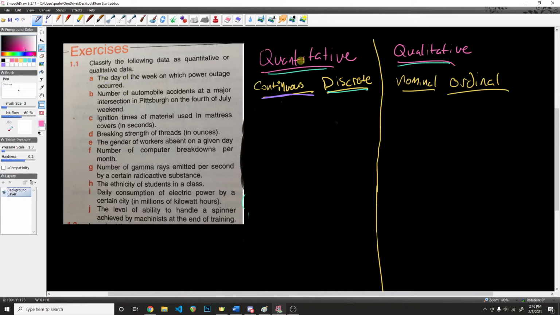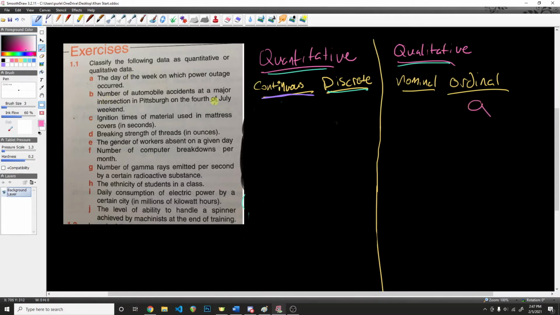Number A, the day of the week on which the power outage occurred. Obviously, it's not going to be quantitative. There's no number associated with Monday, Tuesday, Wednesday. So it is going to be qualitative. And then we have to decide, okay, is it nominal or ordinal? And I would argue that it is ordinal because there is an order to when every single day happens in the week. It's always Monday, Tuesday, Wednesday, Thursday, Friday. So because of that, I'm going to say that A is ordinal and it's qualitative.